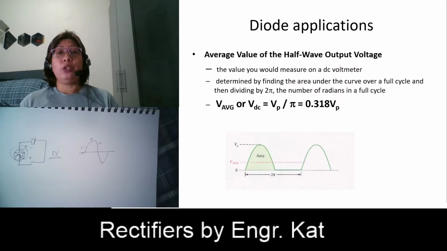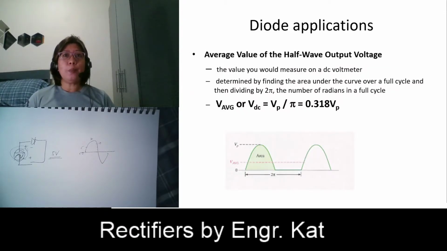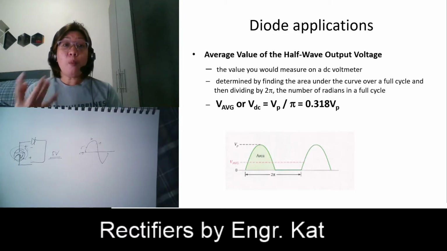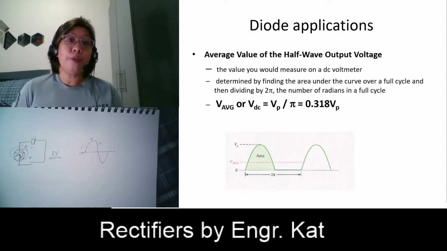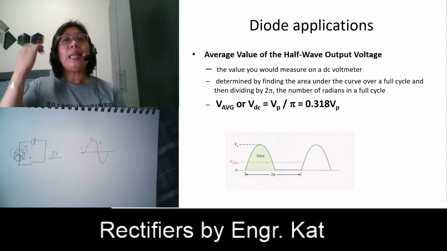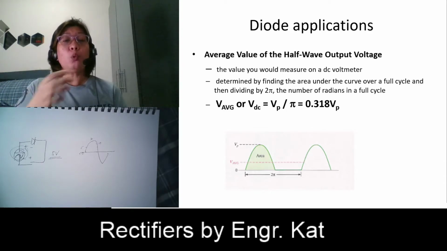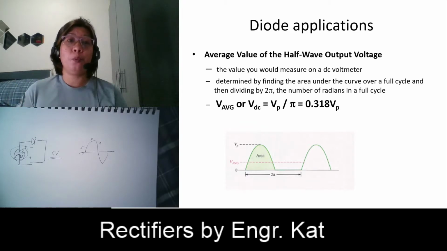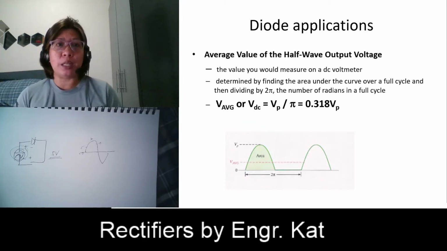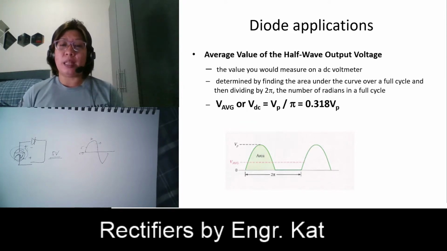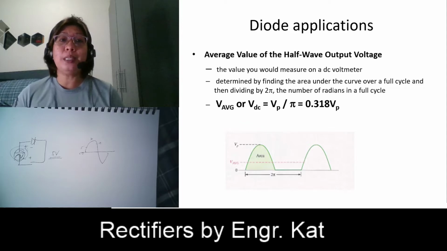Okay? What is important in a rectifier circuit is knowing how much DC source was converted out of your AC source. That DC source that was converted from your sinusoidal waveform, or from your AC source, is what we call your average value. So the average value or the DC value, V average or V DC.